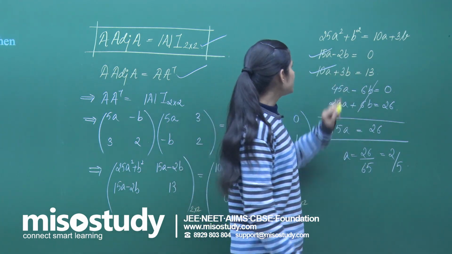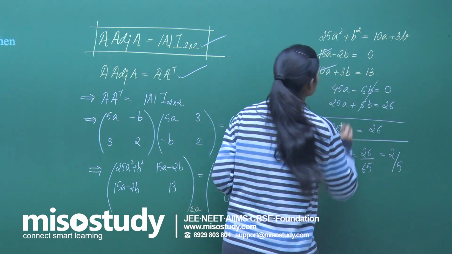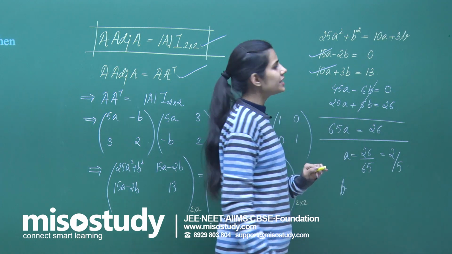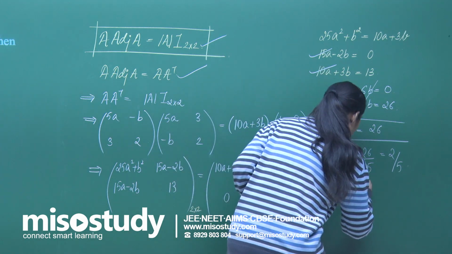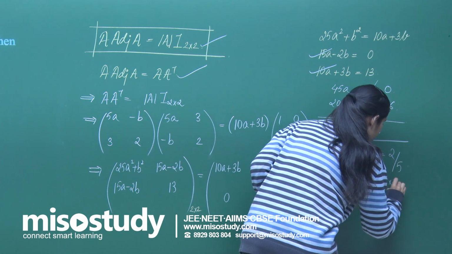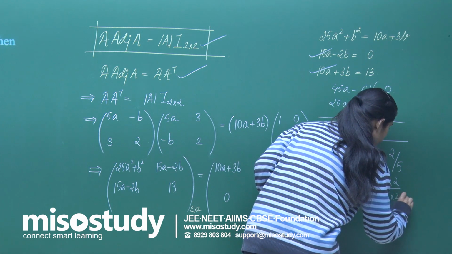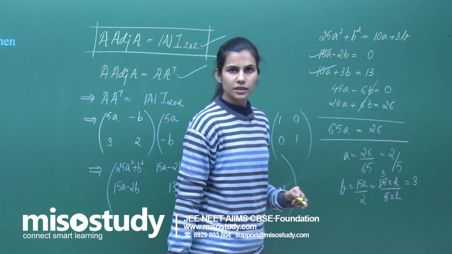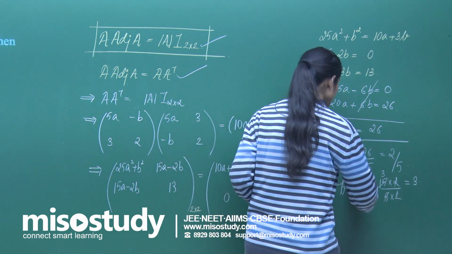If a is this, what is b? 2b is equal to 15a. So 15a by 2 is b. b is 15a by 2. That is 15 into 2 by 5 into 2. This cancels out. You are getting b as 3. So a is 2 by 5, b is 3.